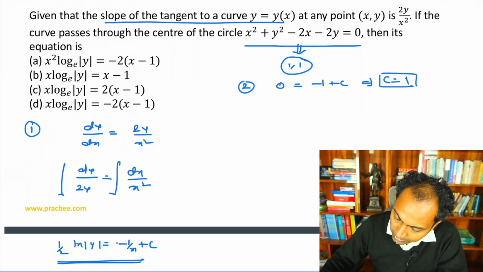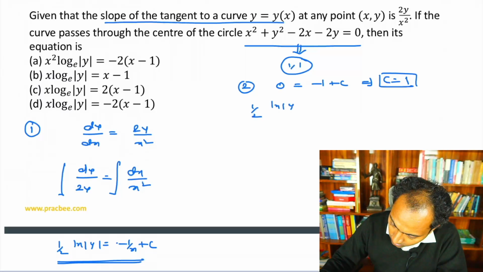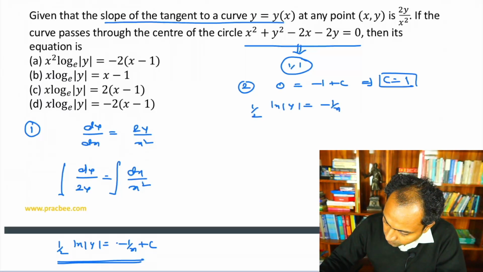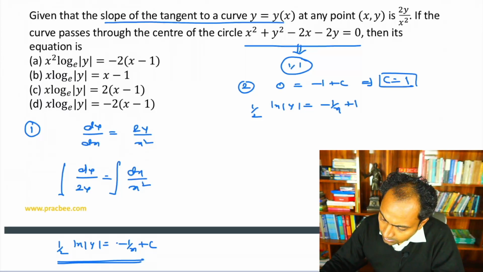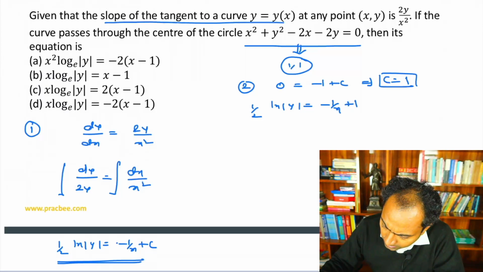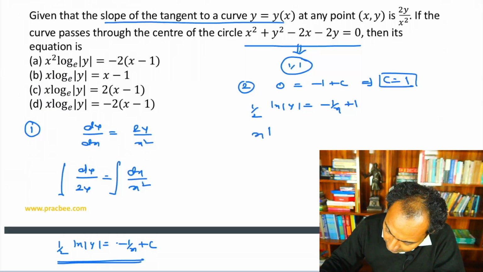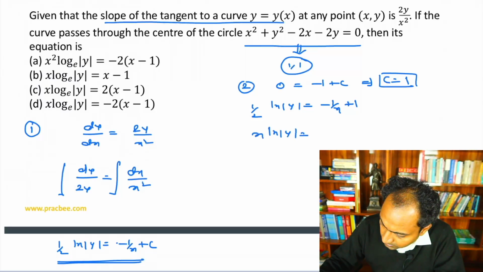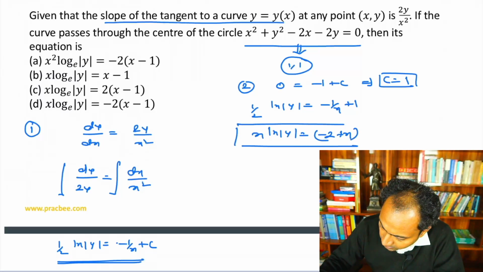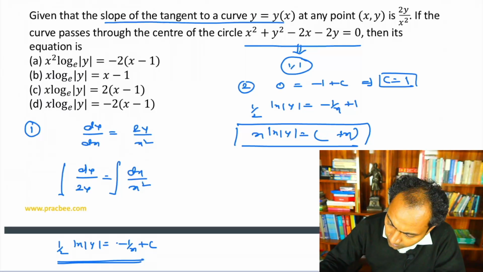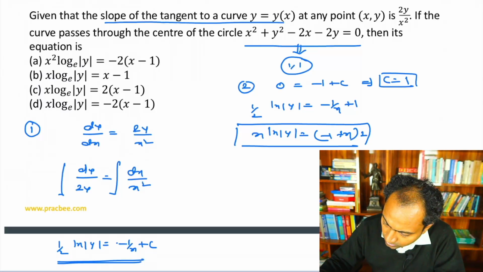So if I want to write the equation, it would be nothing but 1 by 2 ln mod of y is equal to minus 1 by x plus 1. If I simplify and write, this can be written as x ln mod of y is equal to minus 2 plus x. This is my final answer. Now let us check. You can see that in the option, this is 2x. So instead of this, I could have written minus 1 into 2. So 2 should be outside. So you can see that option D matches.